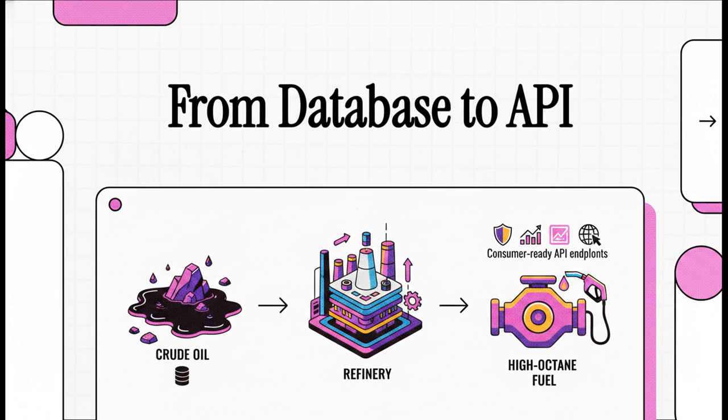So today, we're going to look at exactly how to build that refinery. We're going to explore the critical transformation path that takes raw storage entities and turns them into secure, scalable, and consumer-ready API endpoints. Let's get into it.